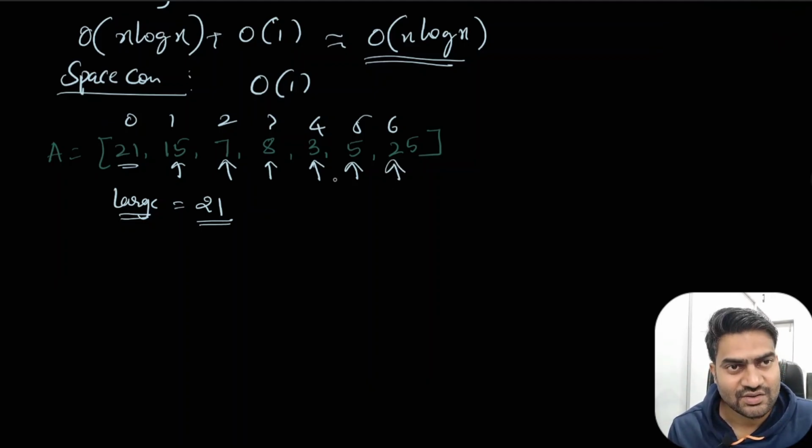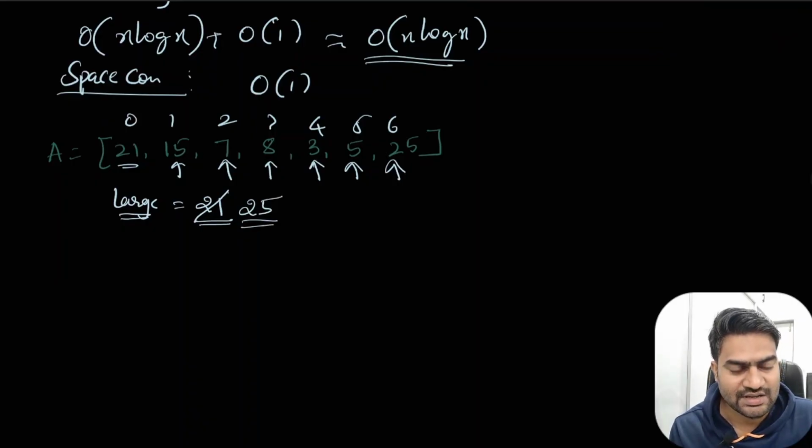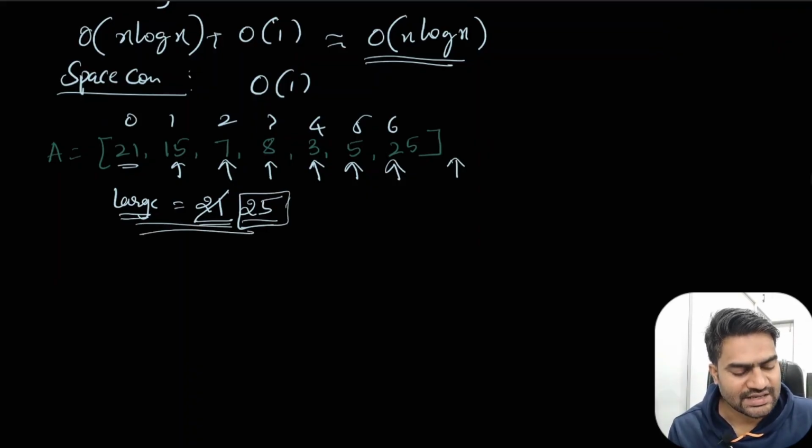Yes. Once this number is greater than this particular number, I will simply update this with the new largest number. Okay. Now after this, if I increment, my array gets exhausted. So now at the end, I will get my largest number and I can simply return this number.